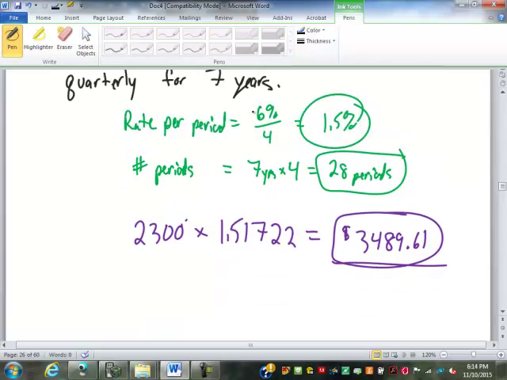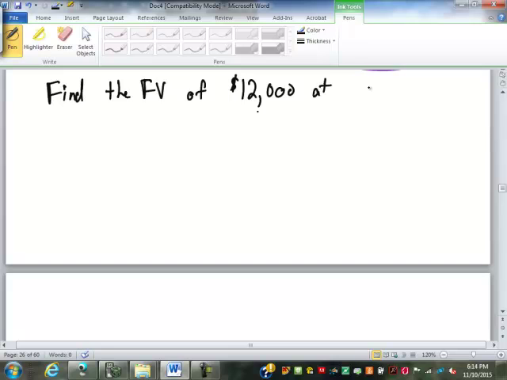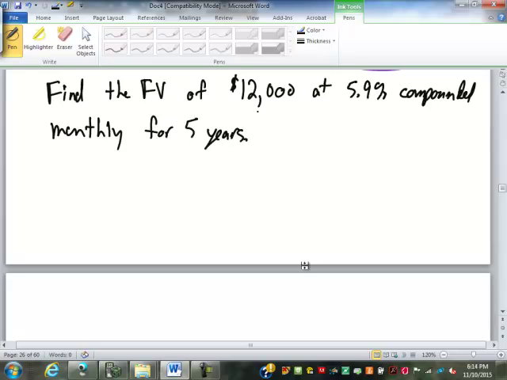So that table, again, for certain values can be helpful. So I'm just going to give you one here, and I'll let you solve it by whatever method you want. Find the future value of $12,000 invested at 5.9% compounded monthly for 5 years. So find that, we'll discuss it.